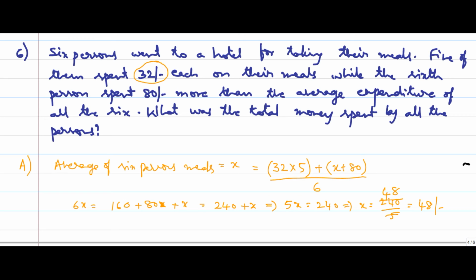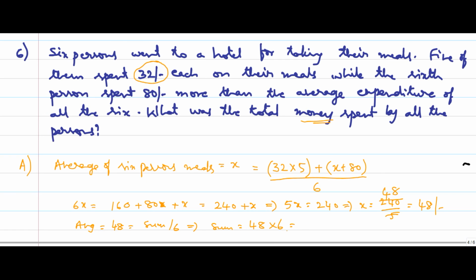So 48 rupees is the average meal of 6 persons. So what do you want? What was the total money spent by all the persons? So definitely, the average is 48. As we know, average is equal to sum divided by number of instances, 6. So the money spent by all the 6 is 48 into 6.